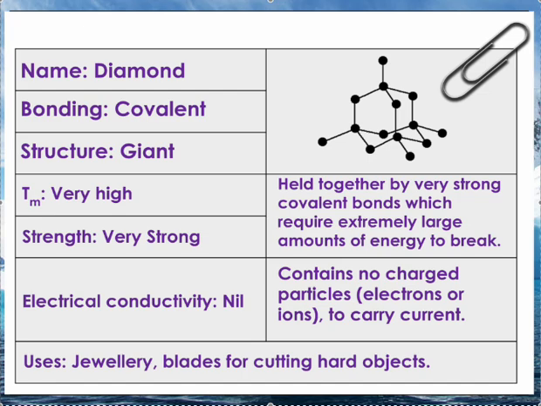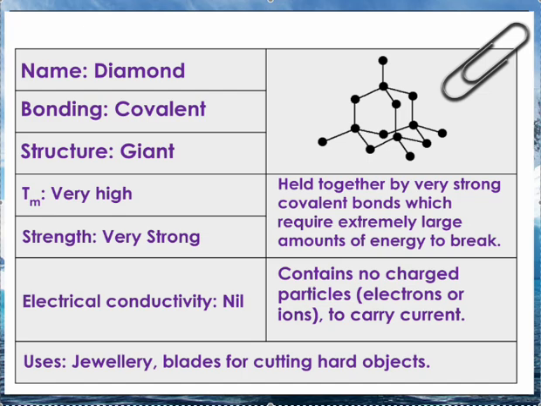Diamond is arranged in the structure to the right as the following. It is bonded covalently, and it has a very high melting point, which is Tm, and the strength is very strong. Now, diamond does not conduct electricity, but it is held together by extremely large bonds, and it's extremely hard to break. So, diamond is made in nature, and it's also made in laboratory settings, and it contains no charged particles or no electron ions. So, it's a really good thing that diamond does not have any current that can be carried out.